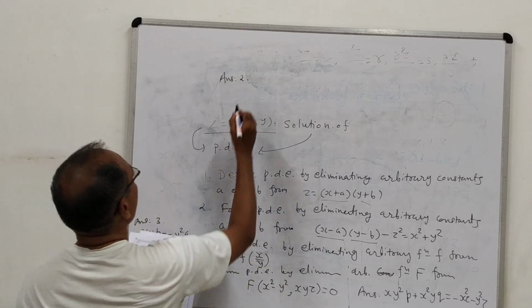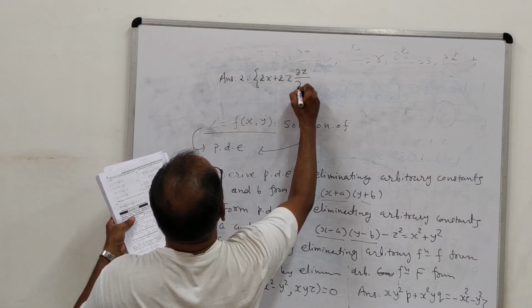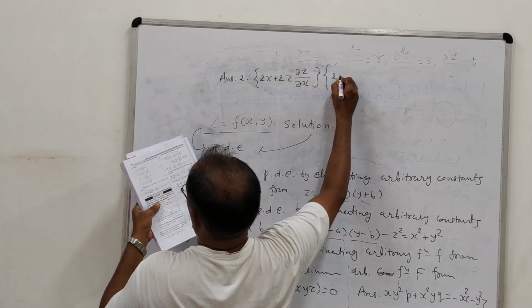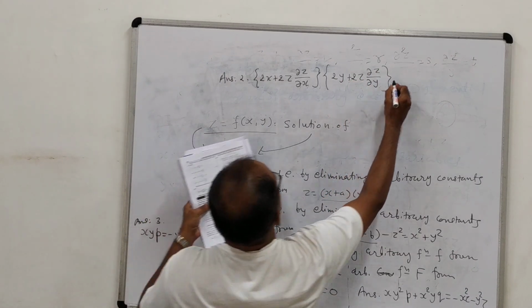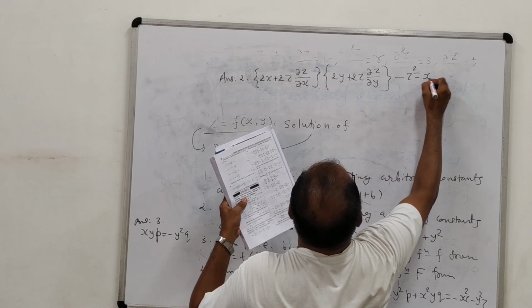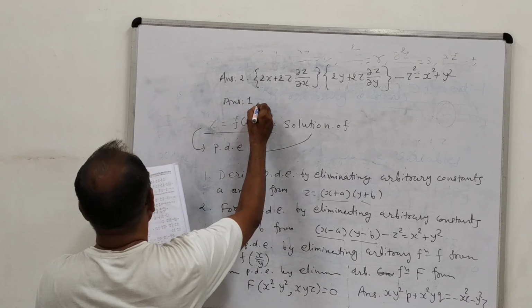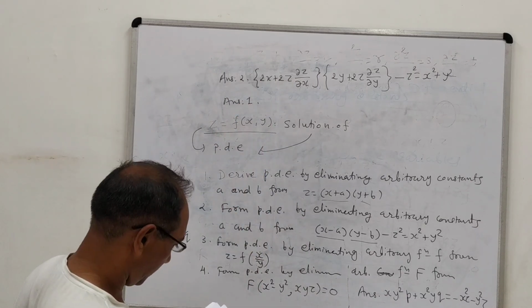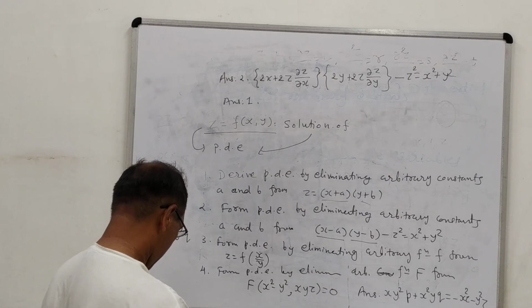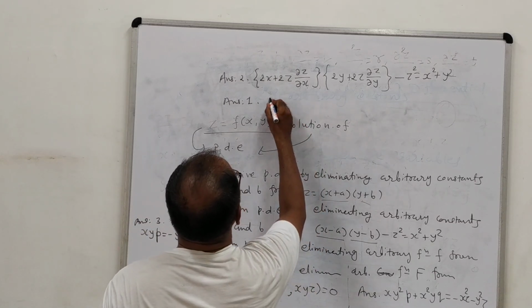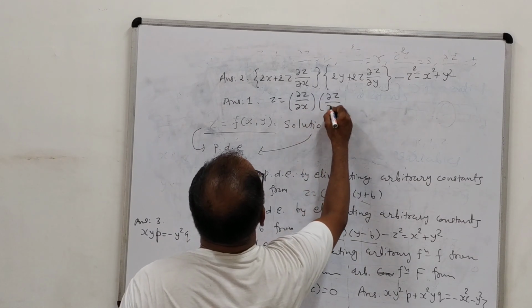is 2x plus 2z into del z by del x into 2y plus 2z del z by del y minus z square equal to x square plus y square. And answer for first one is z equal to del z by del x into del z by del y.